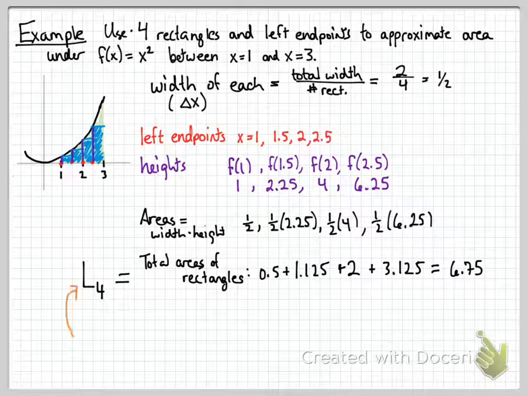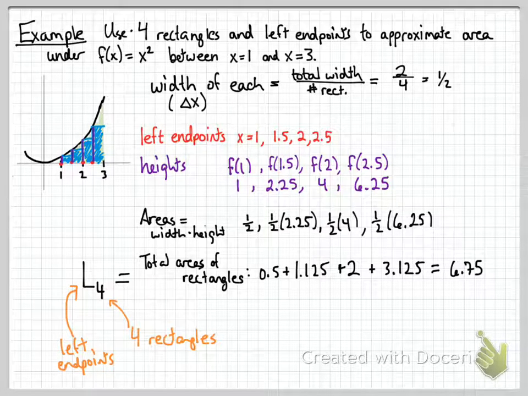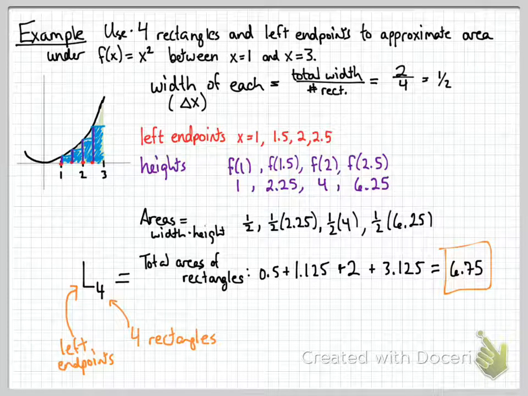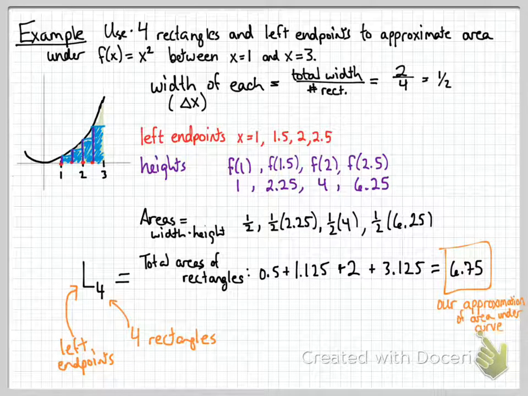The L indicates I was using the left endpoints for heights, and the 4 indicates I used 4 rectangles. So L8 would be the same thing, except I would have divided it into 8 skinnier rectangles. R4 would be this, but using the right endpoints, and if I wanted to use the midpoints of each little rectangle for the height, I would do M4, or M with whatever number. So 6.75 is the approximation I found. L4 equals 6.75. So the area under the curve is probably a little more than that, but I don't know what it is exactly. It's around 6 3/4.